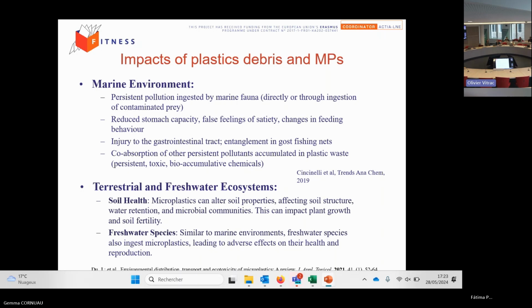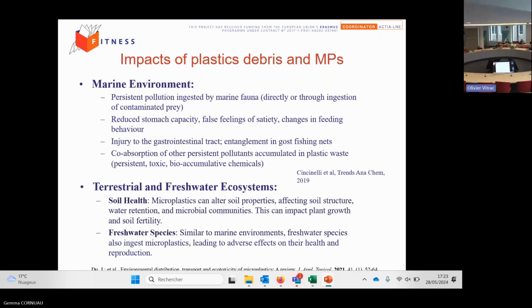So these are known and well-described ecotoxic effects of those plastics. And for the microplastics, a little bit less clear. But one of the concerns is already that there can be co-adsorption of other persistent pollutants, which can accumulate on the plastic waste. And then you have a higher exposure of the fauna to persistent chemical pollutants, which are coming with the microplastics.